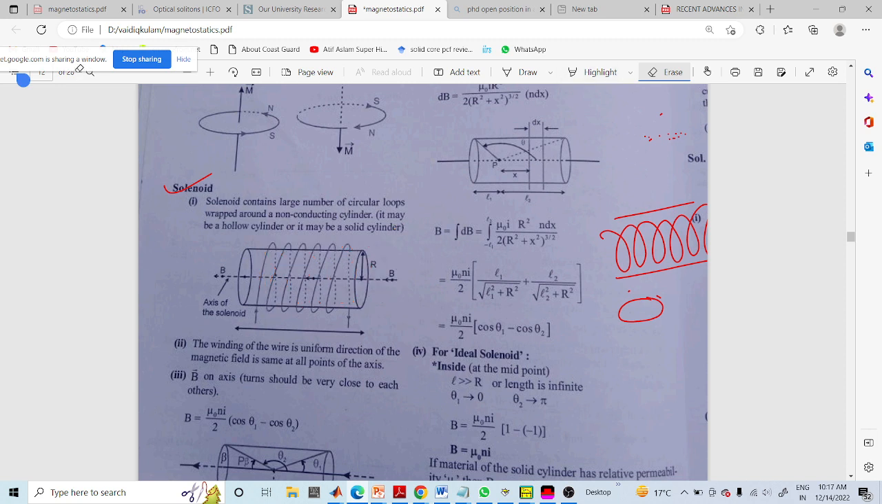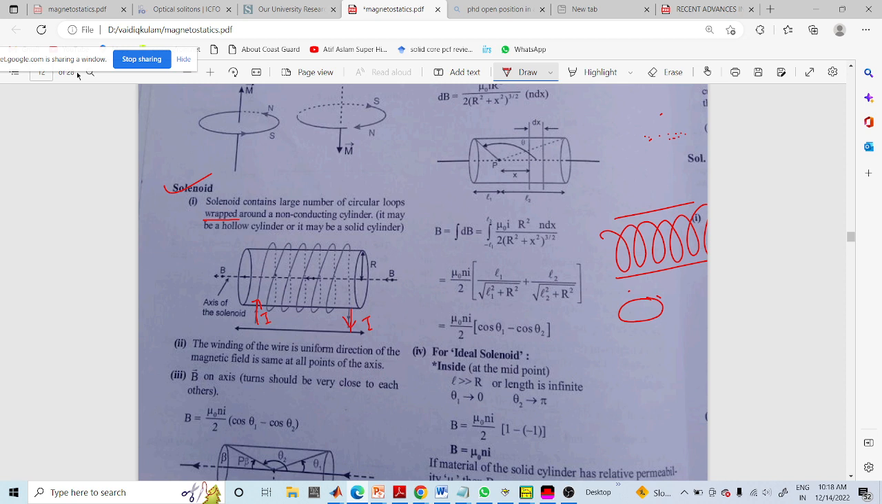So now you can see here, this is a solenoid, a simple structure, right? And it may be a solid cylinder or hollow cylinder, something like that, with circular loops on a non-conductive cylinder. That means this is a cylinder on which the wire has been wrapped. Now current is going in this way through this wire, and it will come out from here. Current is going inward from this point and coming out from this point.